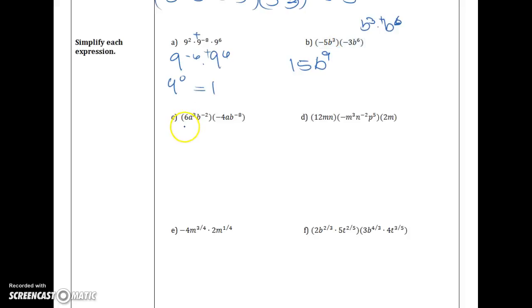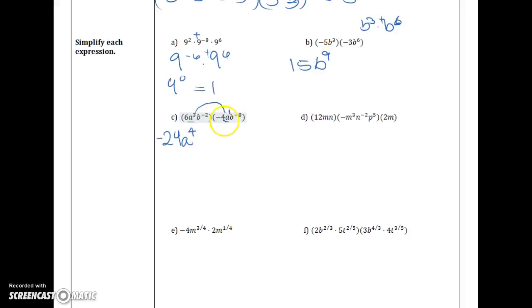Okay, your next one. Again, I'm just going to be combining like terms. I'm going to do 6 times negative 4 first, and I get negative 24. Then I have a cubed times a. So I have 3 a's here plus another a here. I'm going to have a to the 4th when I add my 3 plus the 1. Remember that if they don't give you an exponent, there's a 1 there.